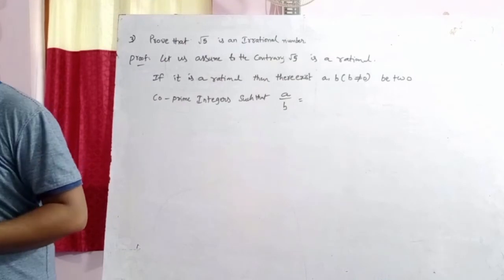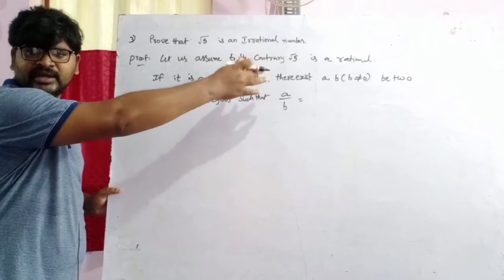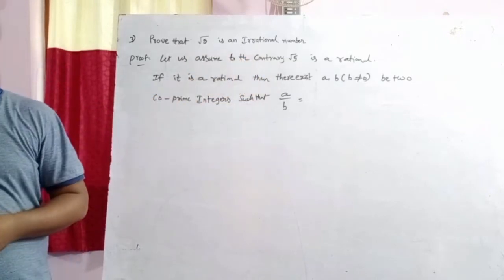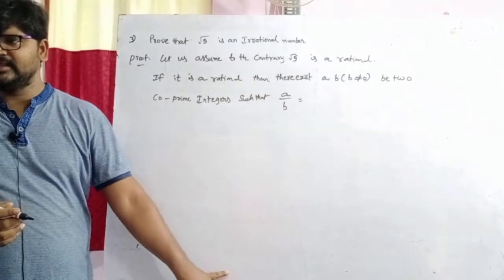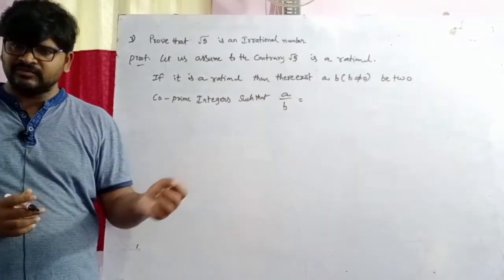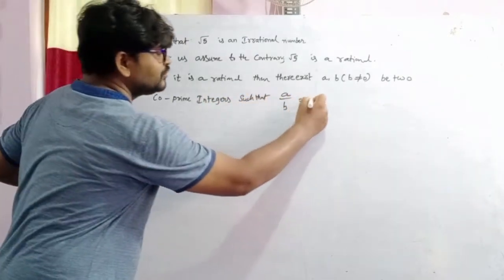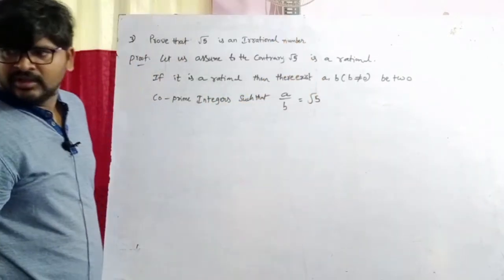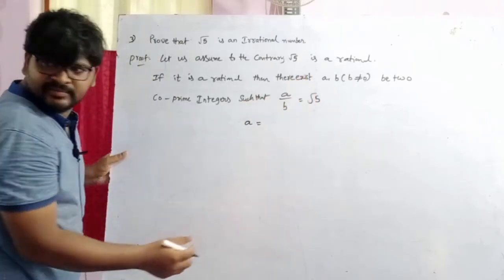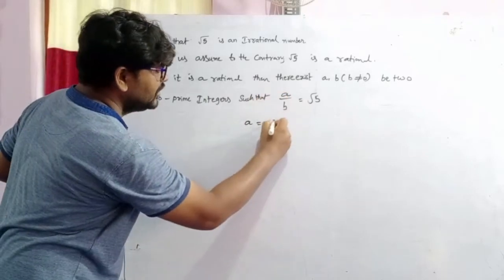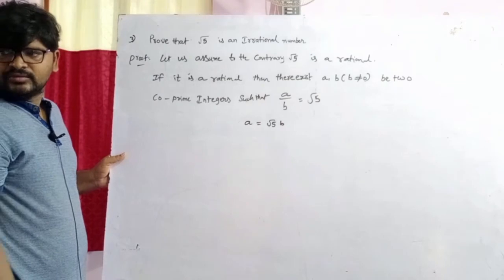Let us assume to the contrary, root 5 is a rational. If it is rational, then there exist a, b, b not equal to 0, co-prime integers such that a by b equals root 5. Here a equals, b is divided going to that side, multiplication. So a equals root 5 into b, root 5b.